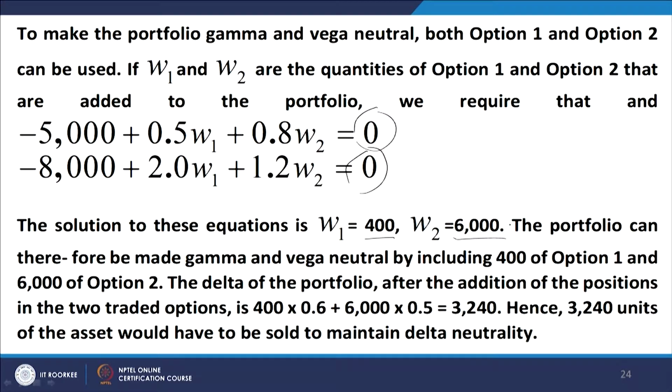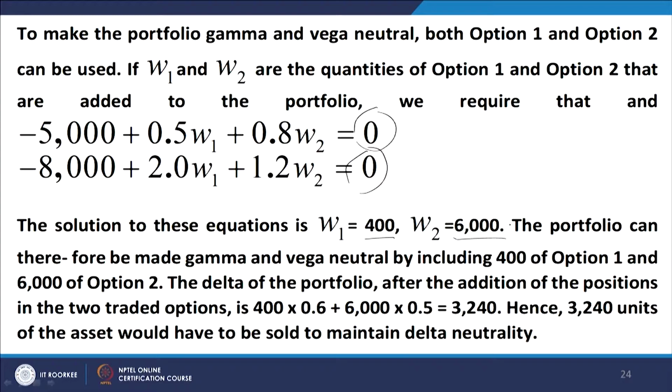Right. So, now I have made my portfolio gamma neutral and Vega neutral, but let us see whether it is delta neutral or not. To start with, it was delta neutral, that means initially it had a delta of 0. Now, we have added these two. So, let us see what happens. Because we have added these two options, what happens to the delta? The new delta now becomes 400 into 0.6, which is the delta of option 1, plus 6000 into 0.5, which is the delta of option 2.